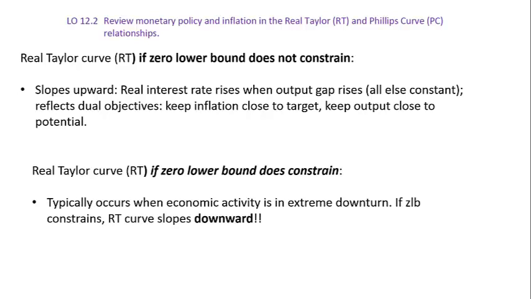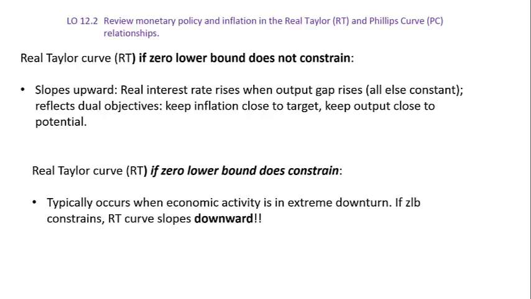Well, this reflects the objectives of the central bank. When it is free to raise or lower the interest rate, it needs to keep inflation close to the target. It also needs to keep output close to potential. So, in conjunction both with its direct objective to keep output close to potential and indirectly to keep inflation close to the target, the central bank will need to raise real interest rates when the output gap rises.